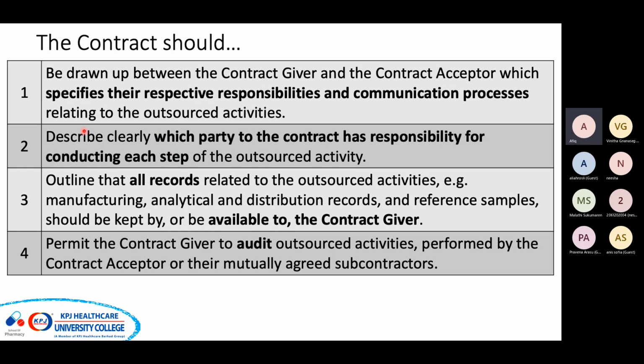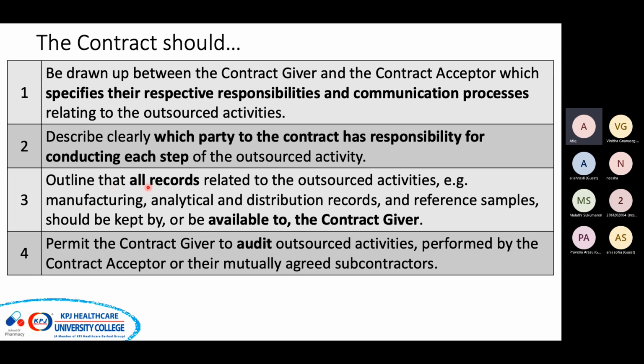And number 2, the contract should describe clearly which party to the contract has responsibility for conducting each step of the outsourced activity. So here, it's like when you have the task, then who is responsible for each task? Either the acceptor or the contract giver.